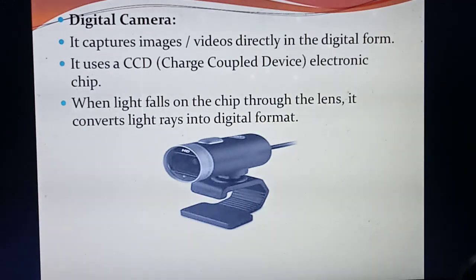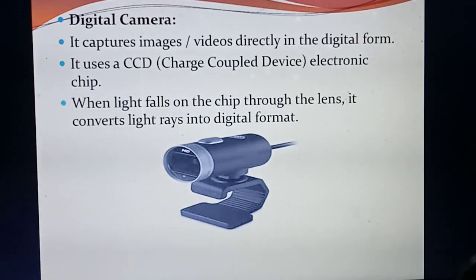So what's the use of a digital camera? Normally, what's the use of a camera? Normally, a camera is mainly used to capture images, which each and every person knows. Likewise, a digital camera is mainly used to capture images or videos, and it will directly convert whatever the camera captures, maybe a video or a photo, into which form? Digital form. That is important.